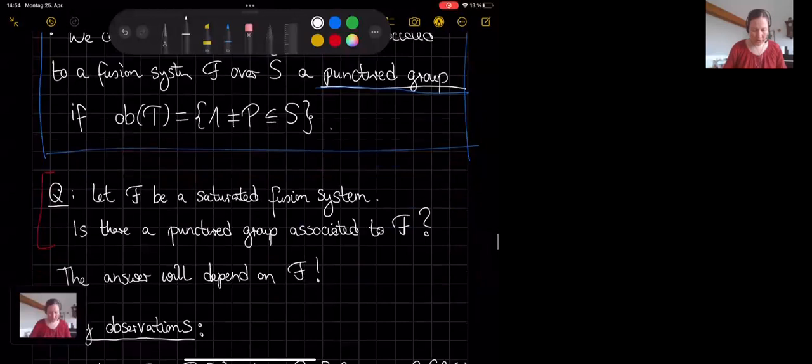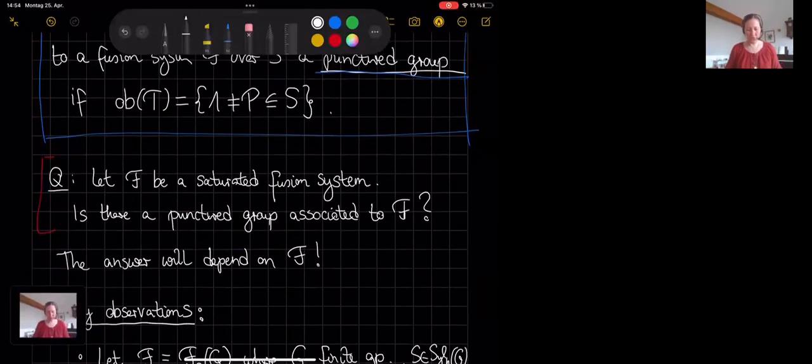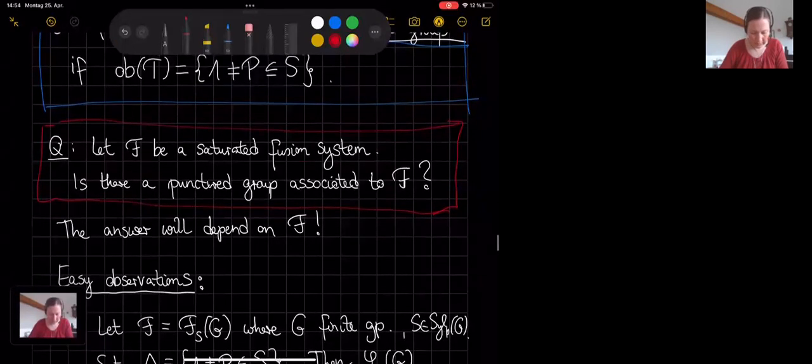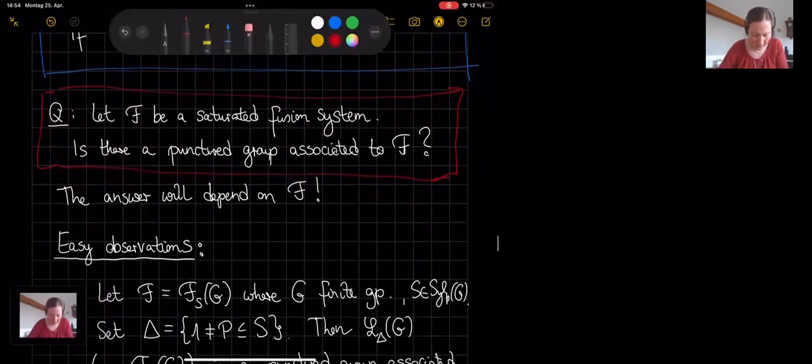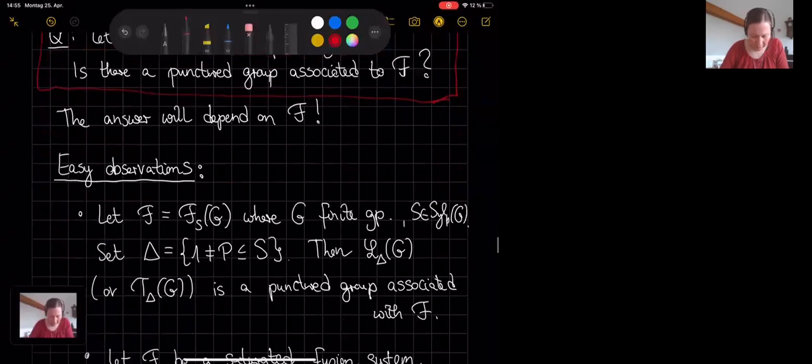And the question is now, if F is a saturated fusion system, is there a punctured group associated to F? And you can probably guess now already that the answer is yes, if the fusion system is a fusion system of a group. But for exotic fusion systems, it's not so clear whether this is the case. But actually, the answer will always depend on F. So one cannot give a general answer to that. One really has to look at cases here and very concrete fusion systems. But let me first make some very easy observations.